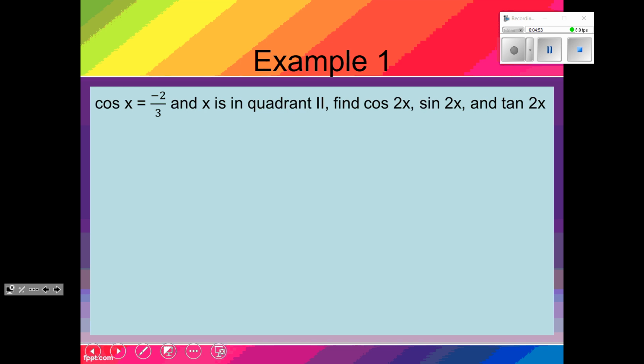All right, so I'm telling you for example 1 that the cosine of x is equal to negative 2/3, and we know we are in quadrant 2. And I'm going to ask you to find the cosine of 2x, the sine of 2x, and the tangent of 2x. Okay, so basically, how many problems do we have here? 3. Okay, we're just going to take one at a time. So let's first focus on the cosine of 2x.